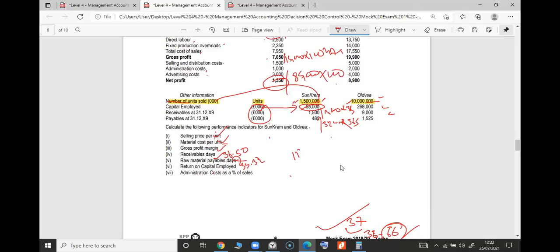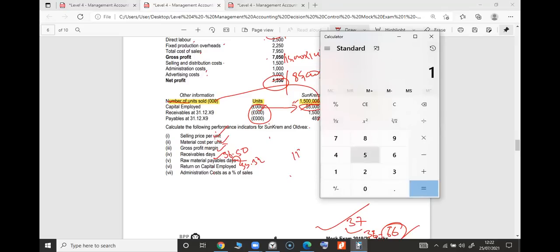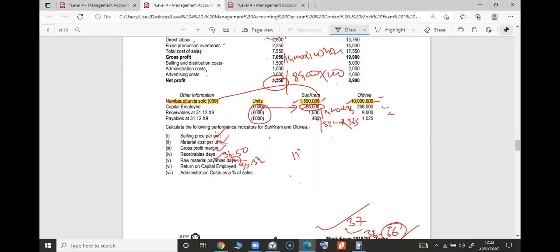I think 1.82 should be a good one. Yeah, double checking. 1550 divided by 85,000 times by 100. 100 is the percentage. 1.82. Rounding it. Whatever is rounding is 82.